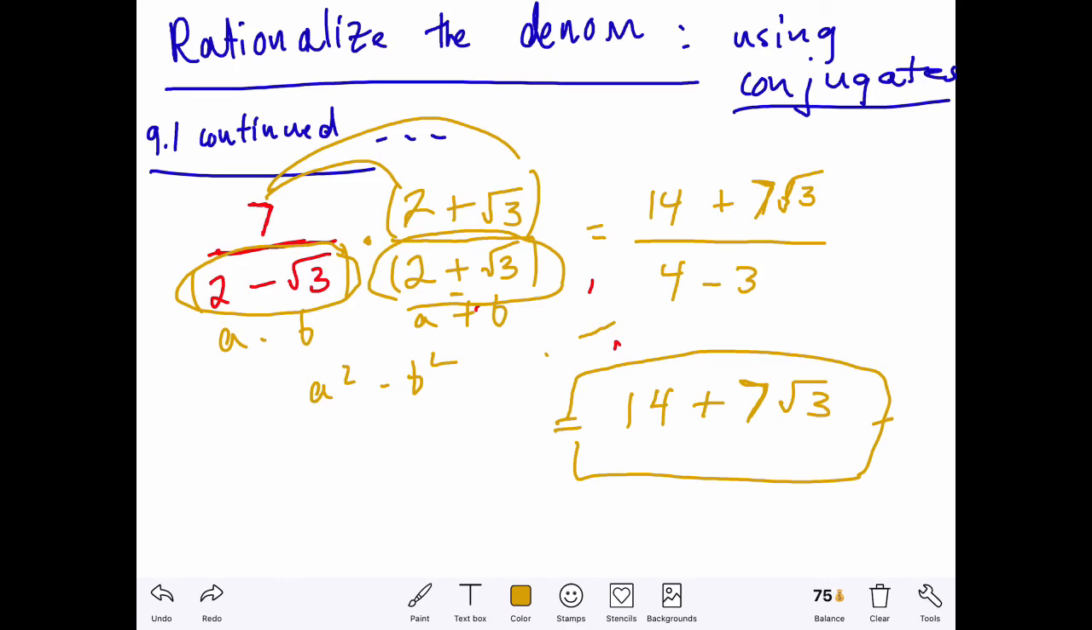Okay, so we can use that conjugate anytime we see something in this binomial form that's got a radical in it. If it's negative, use its positive version top and bottom, or if it's positive, use its negative version top and bottom. Okay, thank you.